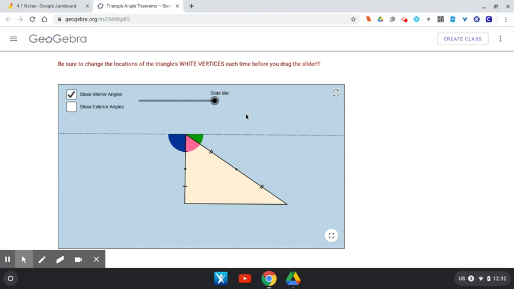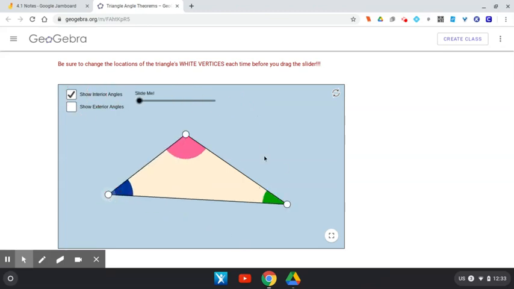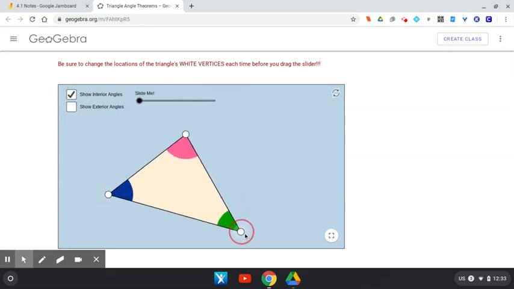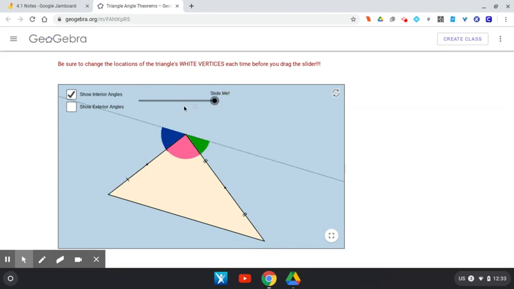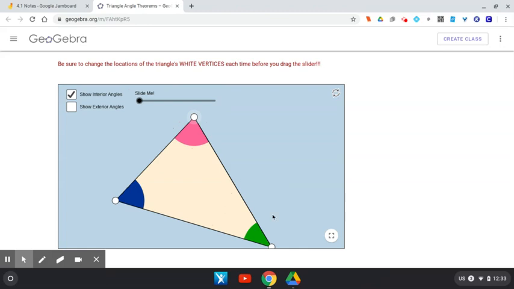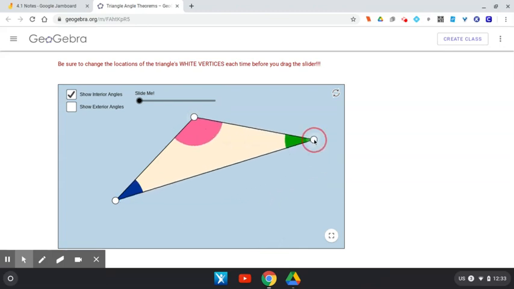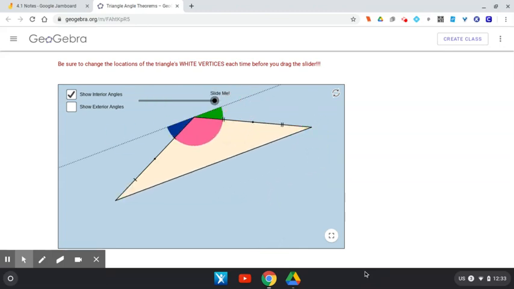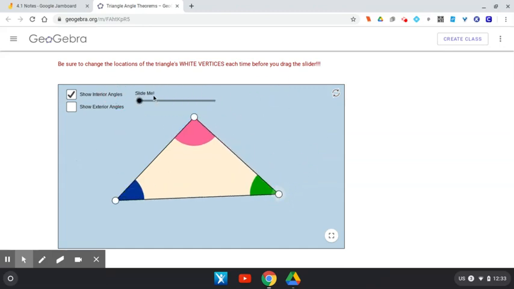So this one, they create a line. If I change the triangle around, maybe make it look a little different, it still creates a line. If I do a super bizarre triangle, it still makes a line. So think about, what do we know about lines? A straight line like that.